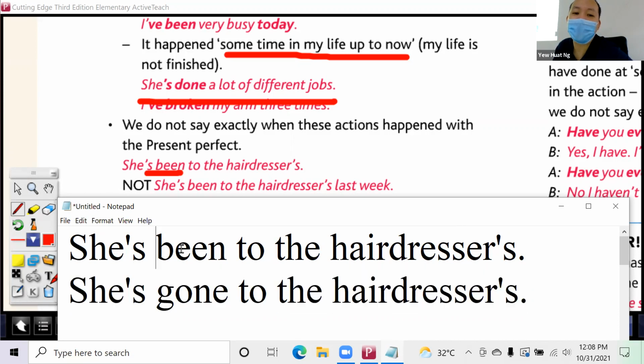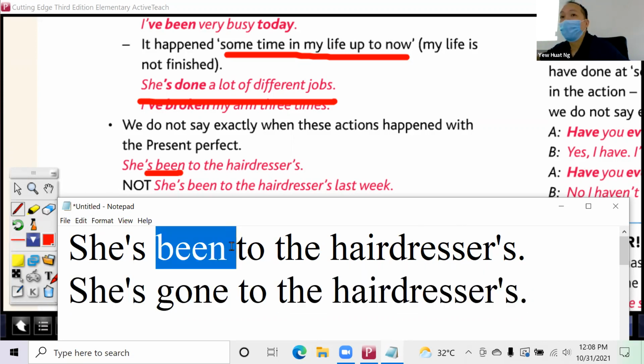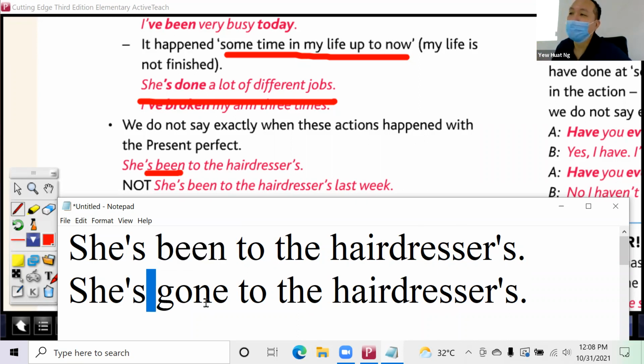Usually when we say been, it means we go there and we come back. I've been to China, and I'm back. Gone means still there. So she's been to the hairdresser means she went to the hairdresser and now she's back. She's gone to the hairdresser means she's still at the hairdresser's. Okay?